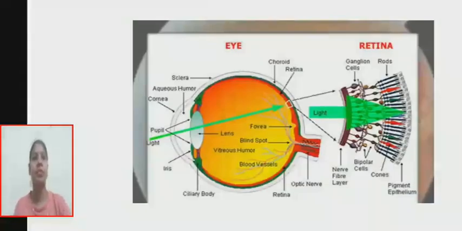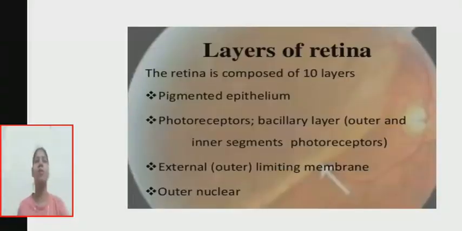This picture shows our eye, and this is the layer of the retina. The light comes from infinity and is focused on the retina. The green color shows the light, and this is the layer of the retina. In this layer are present the cone cells and the rod cells. Now we discuss the layers of the retina one by one.